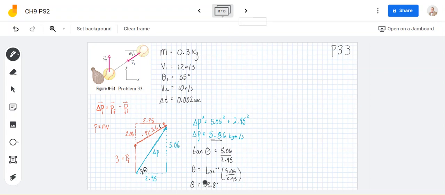The next question, C, says, what are the magnitude and direction of the average force on the ball from the bat? Well, we can use our same idea here, that the impulse, the change in the momentum, is equal to F delta t. So this is how we're going to get the magnitude here. The change is 5.86, force times the time, which is 2 milliseconds.